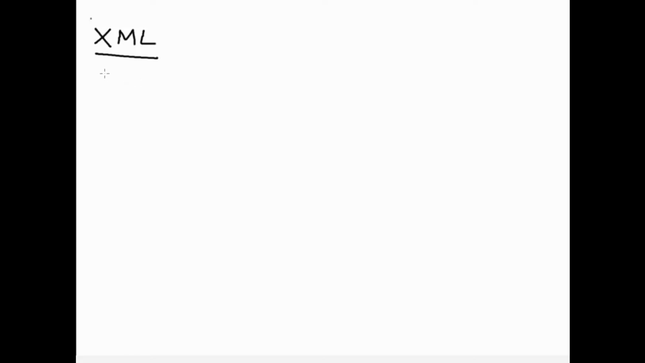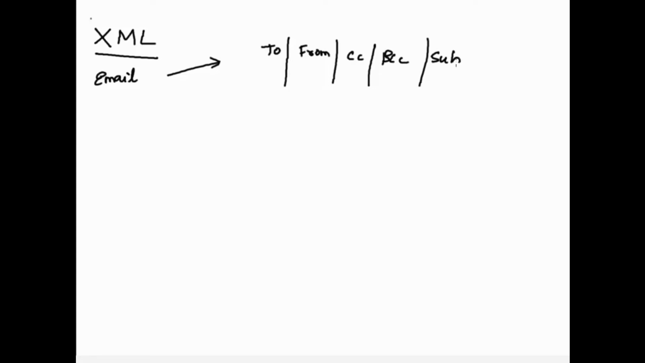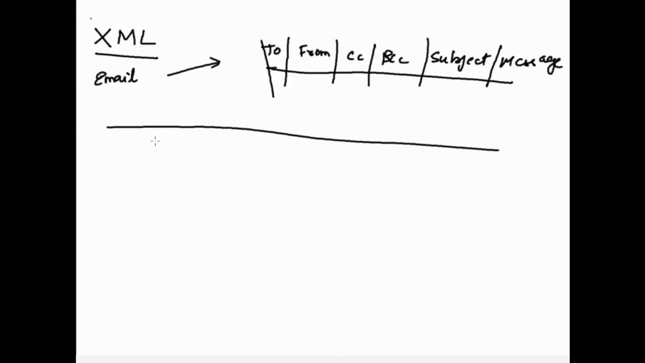Let's assume that you are looking at email. Typically, if you were to represent all the email components in a table, how would you do it? You will basically have a column for the to field, from field, CC field, BCC field, then your subject line, and then maybe your message. So this is typically how you would design a table in a database.